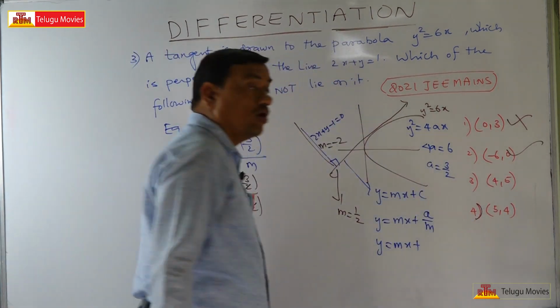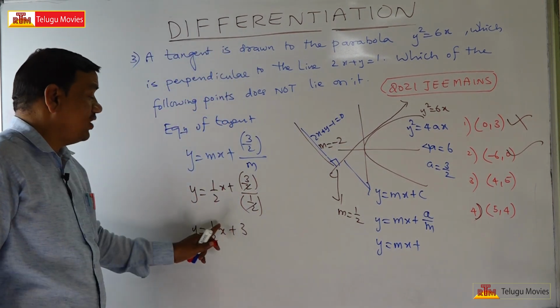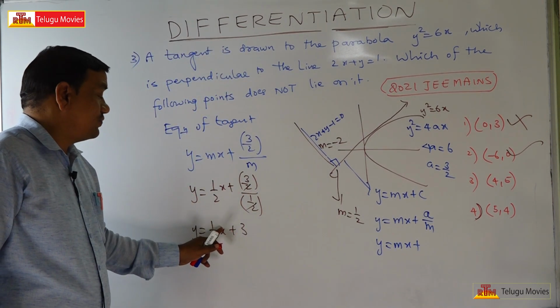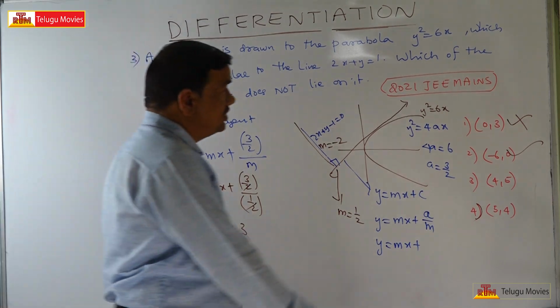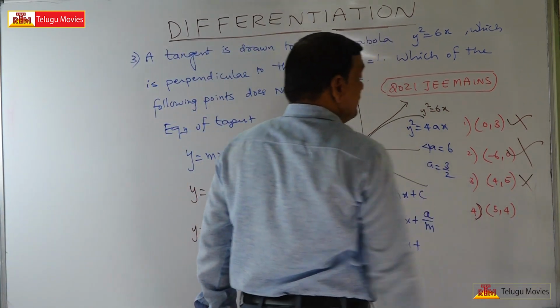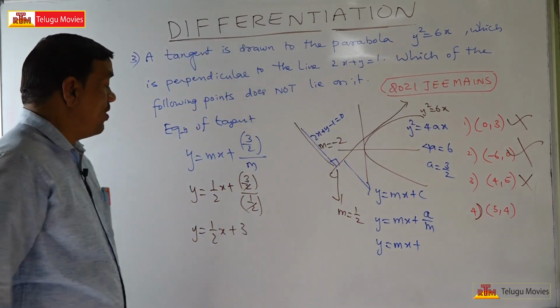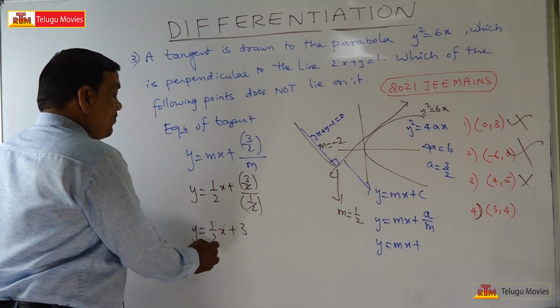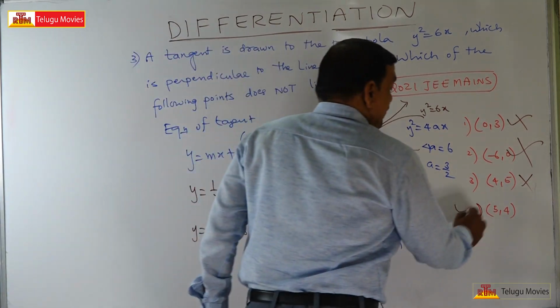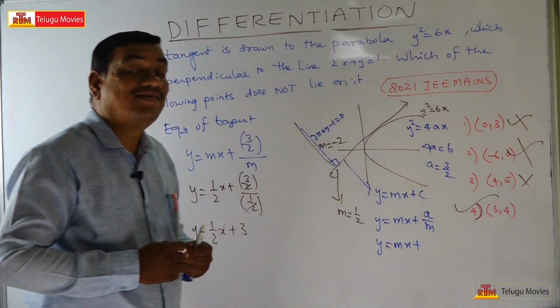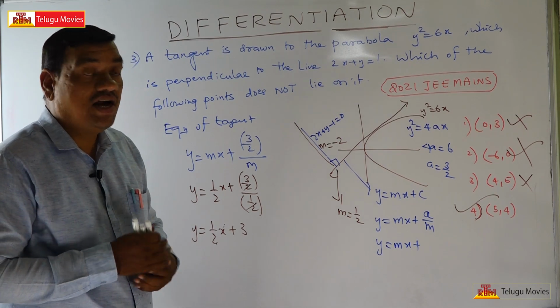Right? (4, 5). Here the x value is 4, 2 2s are 2, plus 3, 5, y is equal to 5. So this also lies on the tangent, therefore it is not your answer. Coming to (5, 4), substitute here 5/2 plus 3, it cannot be equal to 4. Therefore, the point (5, 4) does not lie on the tangent.